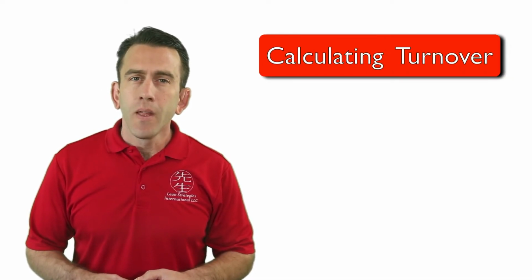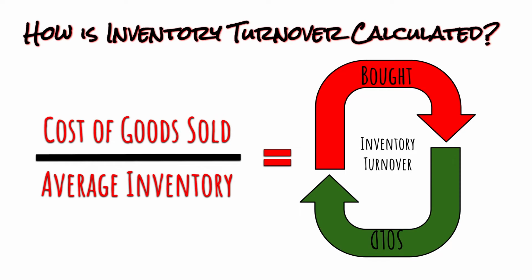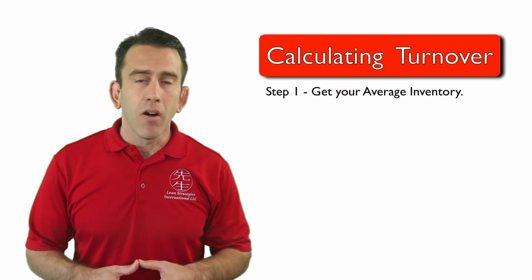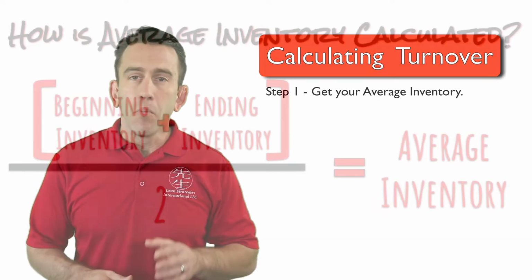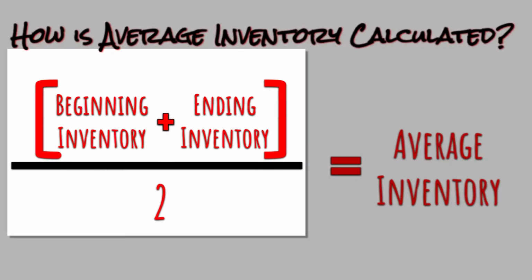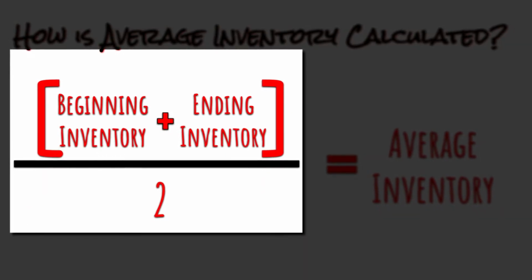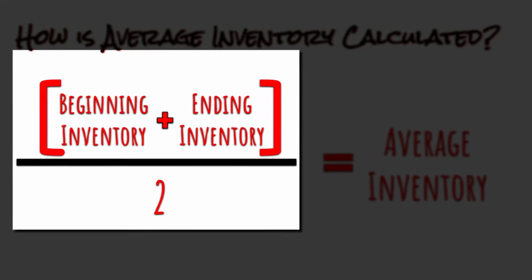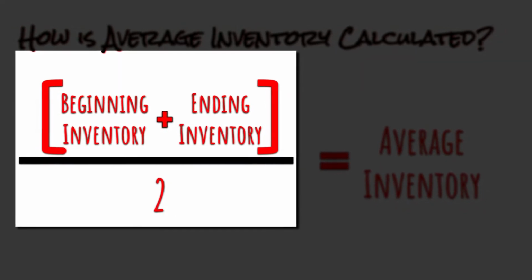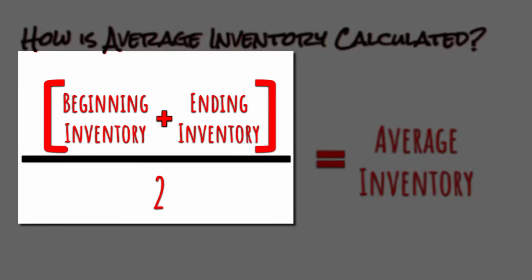With this new piece of knowledge, let's walk through the steps of calculating inventory turnover. As we've mentioned, inventory turnover is calculated by dividing the cost of goods sold by the average amount of inventory. First, we start by getting our average inventory. The most common way to do this is by adding your beginning inventory and your ending inventory for a defined period and dividing that by 2.